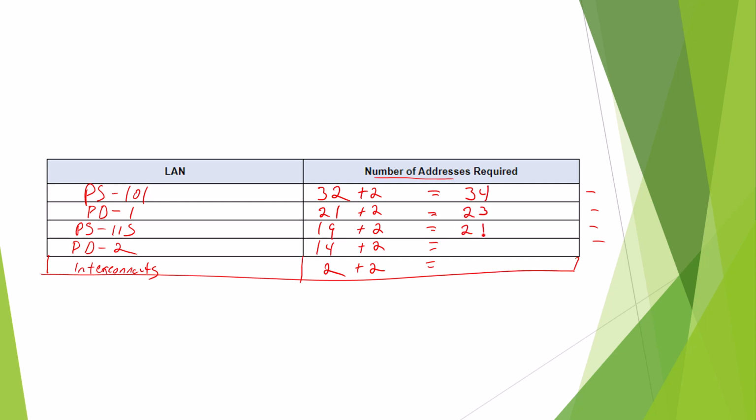23, 21, 16, and 4. So again, I'm assuming a few pieces of information. I am assuming that information includes growth and all of their needs and all of that. So I'm doing my addressing just based off of the information that they've provided me.